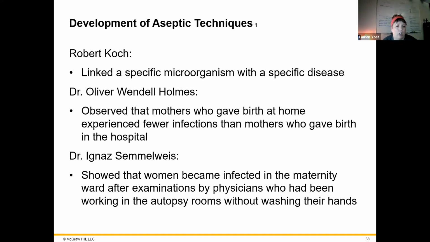Then we have Oliver Wendell Holmes. He noticed that mothers who gave birth at home experienced fewer infections than mothers who gave birth in the hospital. So why could that be? Well, Semmelweis will tell you. Turns out that women were becoming infected in the maternity wards after physicians who had performed autopsies would come and deliver the babies and not wash their hands. So they came up with the concept, maybe this is what's causing people to get sick. So they linked it there.